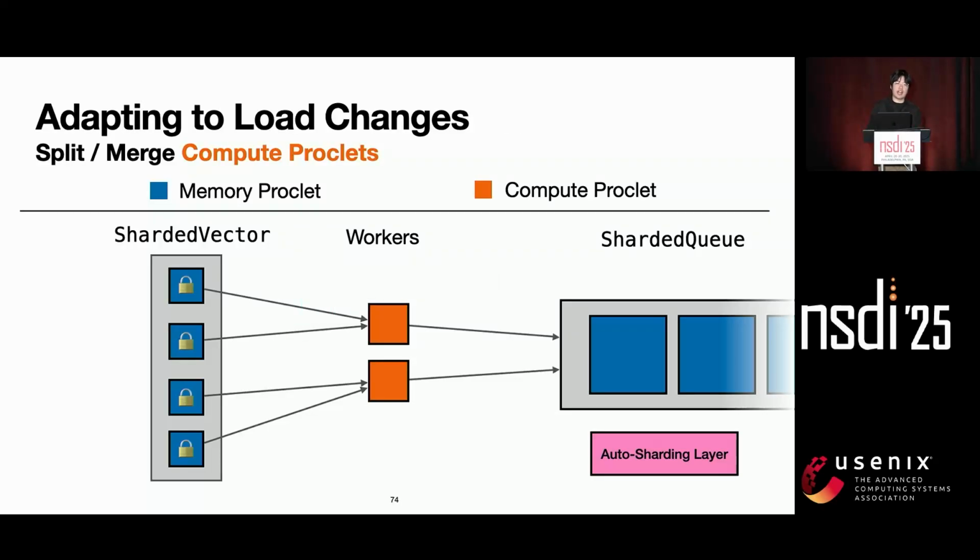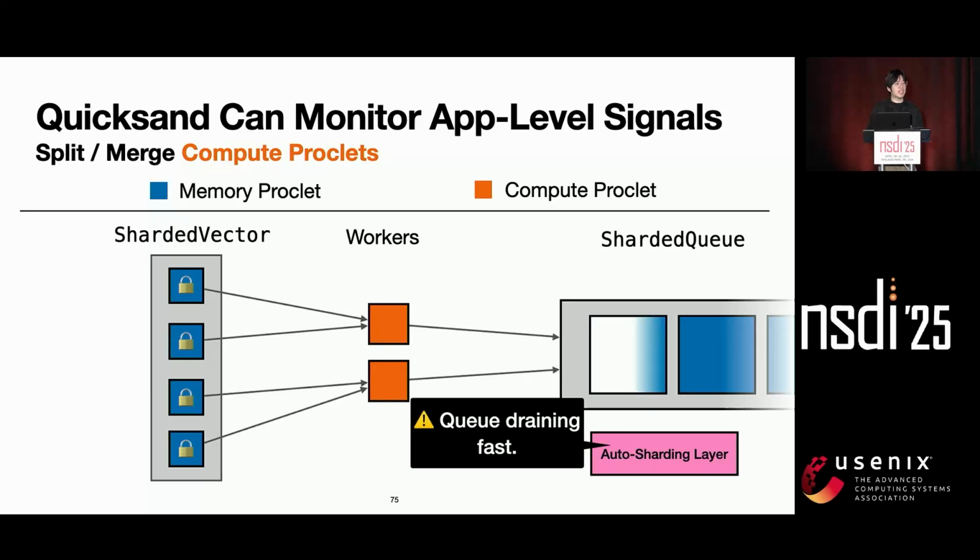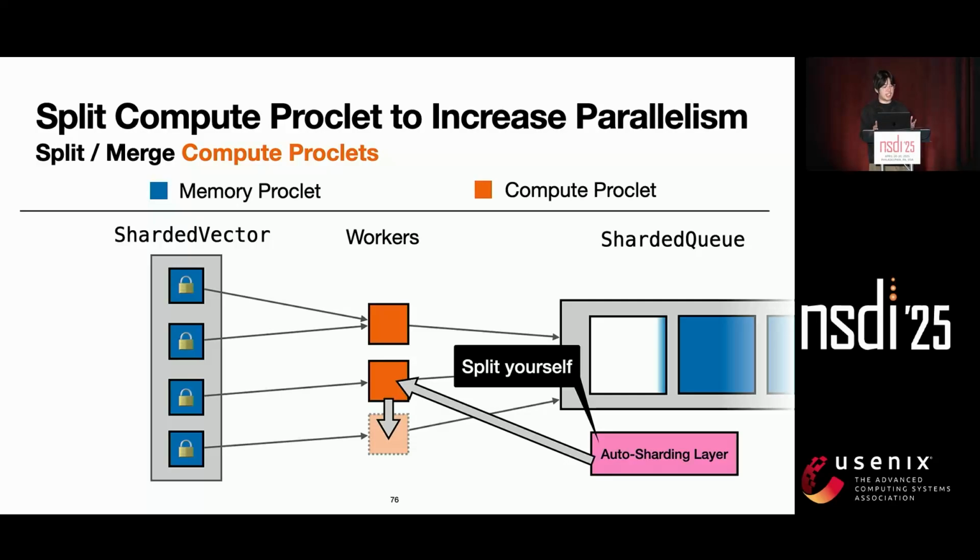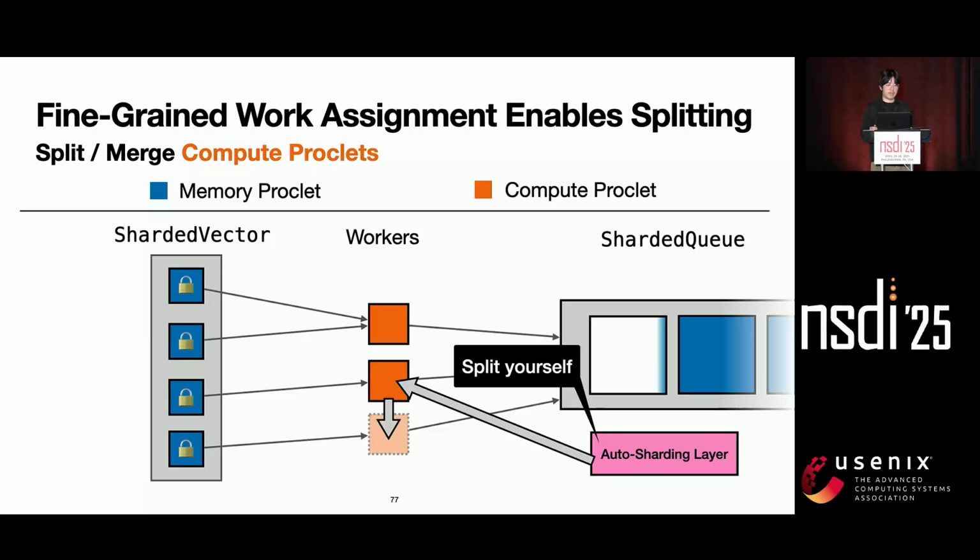Quicksand's auto-sharding layer splits and merges compute proclets to adapt to changing load and resource availability. In this pipeline, it monitors load by observing the length of the sharded queue. If the queue is draining fast, that indicates that GPUs are consuming images faster than they're produced, risking GPU stalls. Observing this, Quicksand splits a compute proclet if there are idle CPU cores, increasing the production rate by using one more core for processing.